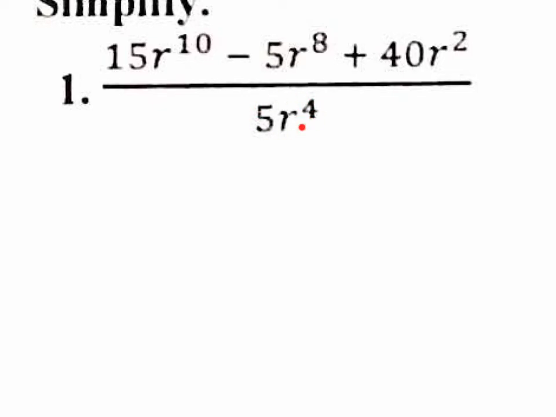Down here you have 5r to the 4th. It doesn't say 5 plus r to the 4th. It doesn't say r plus 5 or r minus 7 or r plus 2 or 5r minus 2. It's just a 5r to the 4th. It's one single term. And whenever you have division of one single term, you're able to split that division.